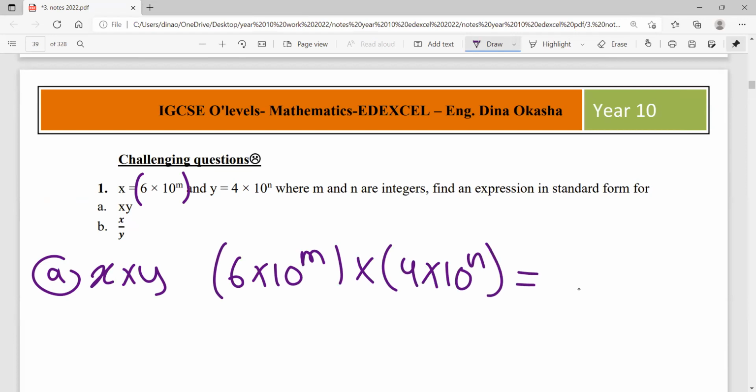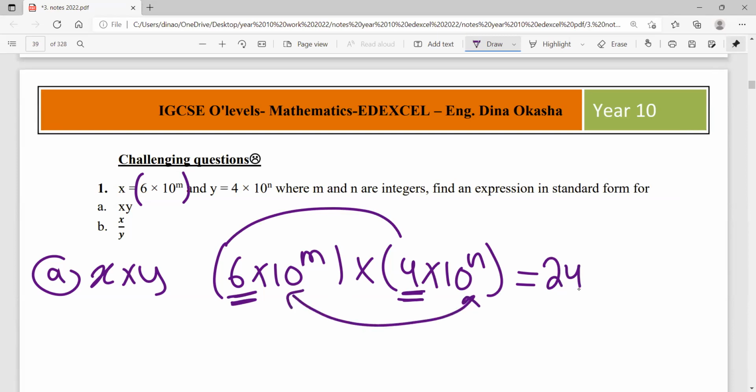As we always said, what applies on numbers applies on letters. I don't need to panic at all. Just because the question turned into letters doesn't mean I should get stressed and feel life has turned dark. Okay? Here, since this is multiplication, I multiply the whole numbers together. 6 times 4 is 24. And then I work on the tens alone. When we multiply the same base, if you remember, what do we do with the powers? We add powers. It will be m plus n.